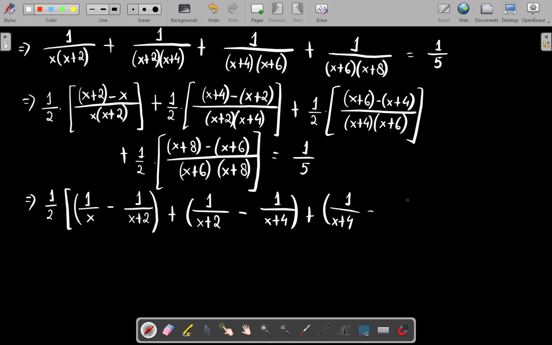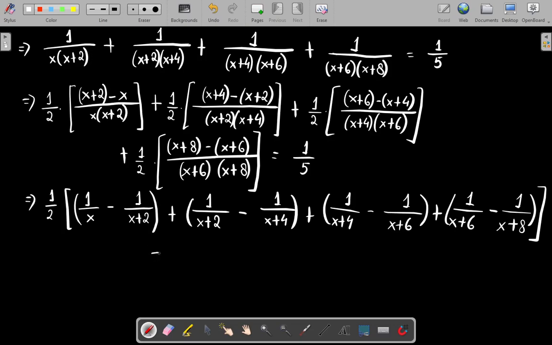So the next term will be minus 1 upon x plus 6, right? So the fourth term, here x plus 8 will get cancelled, so we'll be left with plus 1 upon x plus 6, and the last term, this x plus 6 will get cancelled out and it will be 1 upon x plus 8. Okay, so we see a lot of terms are now getting cancelled out. We are left with 1 upon x, and this last term minus 1 upon x plus 8, this will be left out. Okay, and this is equal to half.